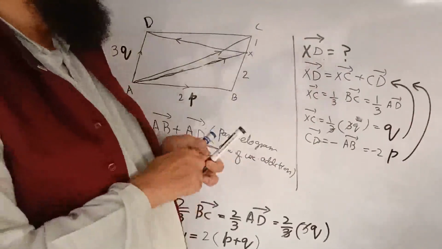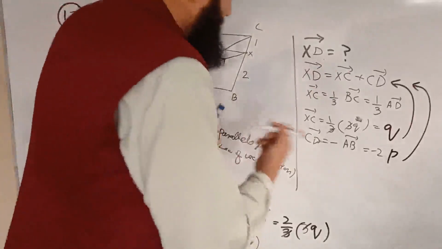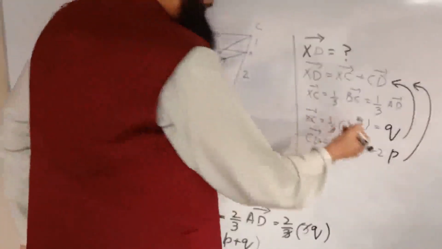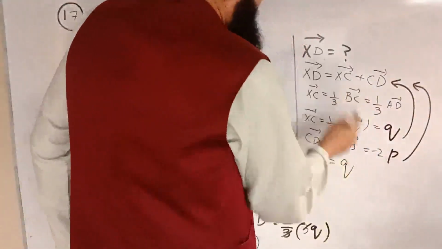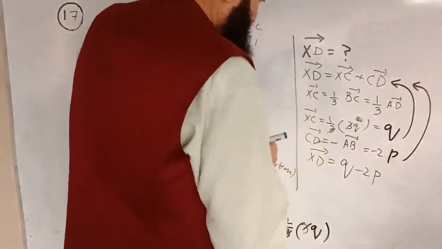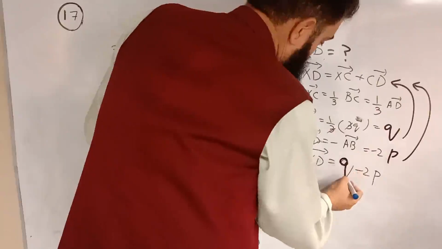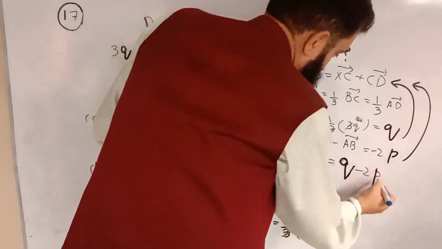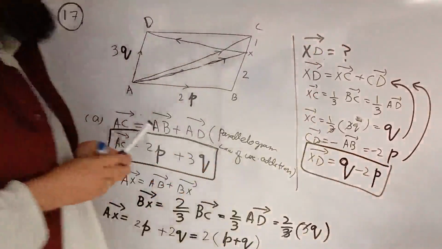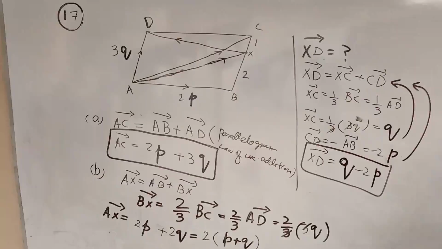Put these two values here, XC and CD. So XD will become: XC is Q, CD is minus 2P, so the answer will be Q minus 2P, and this is the answer of XD. So XD is equal to Q minus 2P. So this is how you solve the paper 1 questions about vectors.